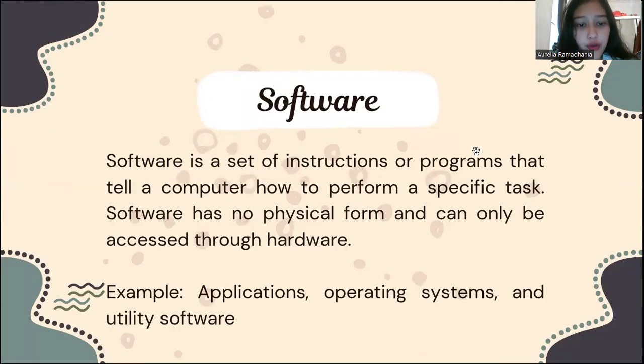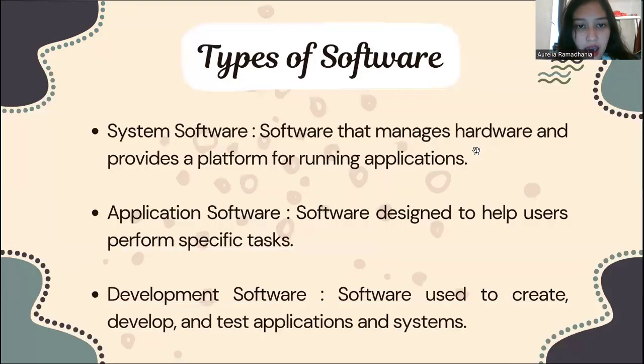Definition of software. Software is a set of instructions or programs that tell a computer how to perform a specific task. Software has no physical form and can only be accessed through hardware. For example, application, operating system, and utility software. Okay, next. These are the types of software.